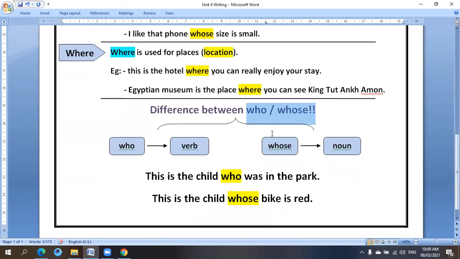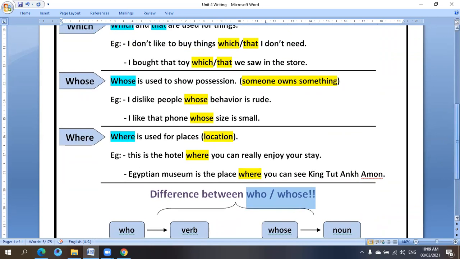Okay, that's it. And we talked about the difference between who and whose. Who is followed by a verb and whose is followed by a noun. You have to memorize this one. It's very important. And also we have where, and we can change it into which, but with a preposition, like in which.